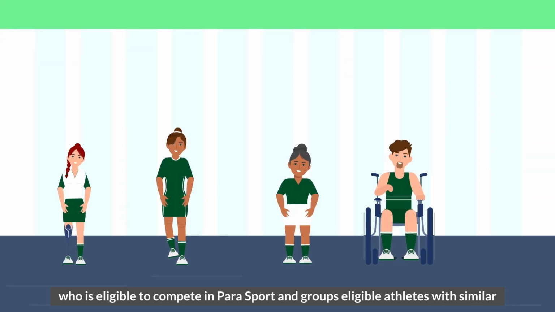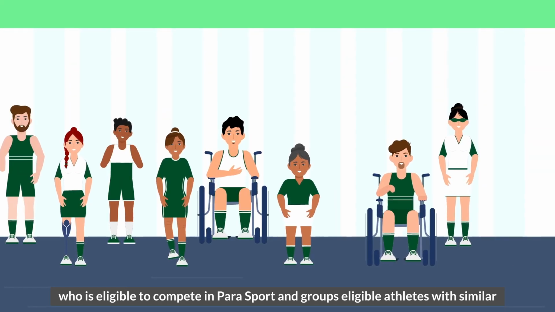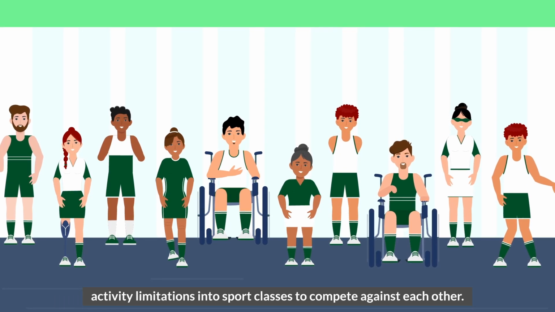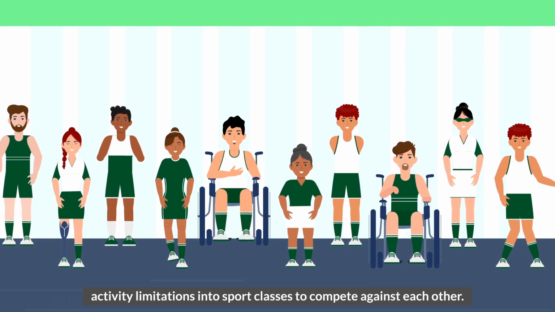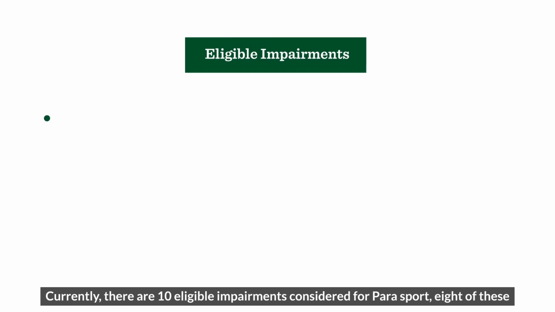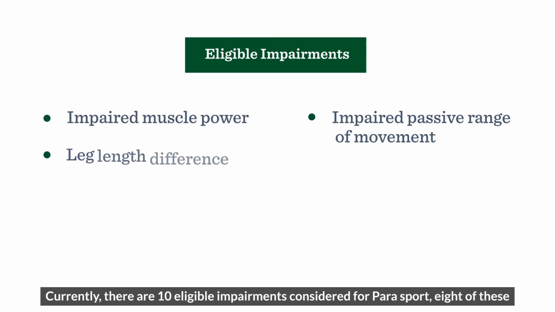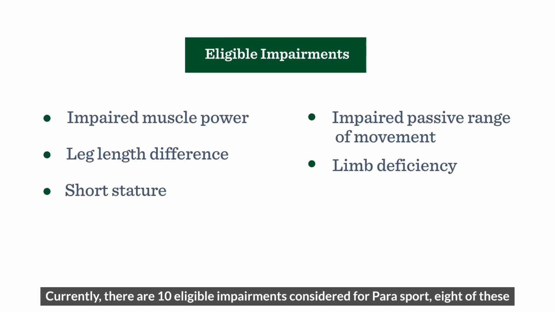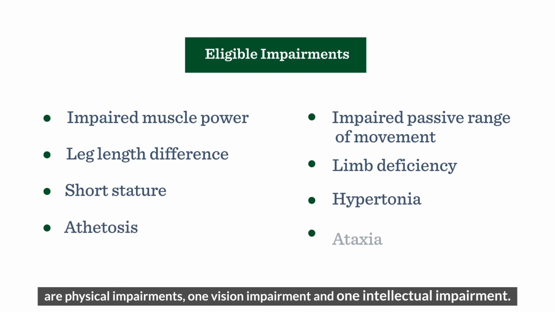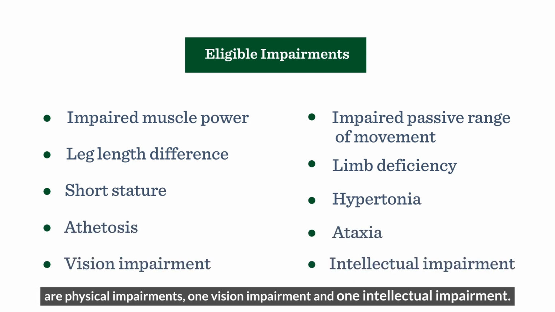Classification determines who is eligible to compete in parasport and groups eligible athletes with similar activity limitations into sport classes to compete against each other. Currently, there are 10 eligible impairments considered for parasport. 8 of these are physical impairments, 1 vision impairment, and 1 intellectual impairment.